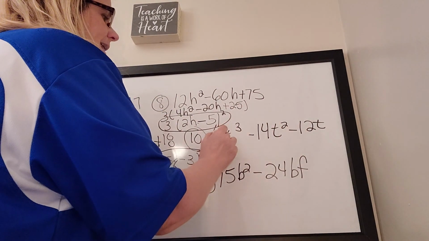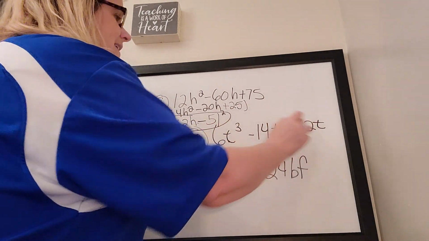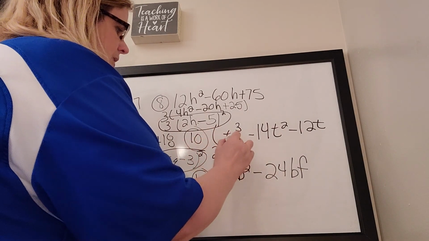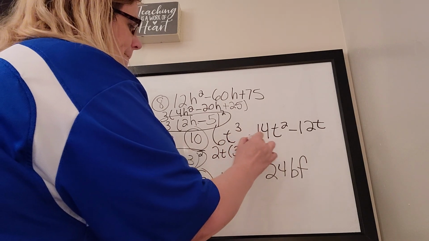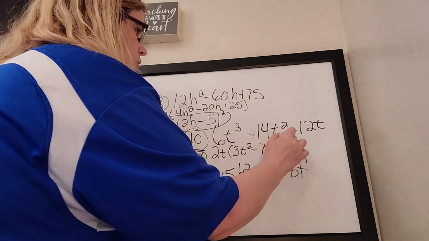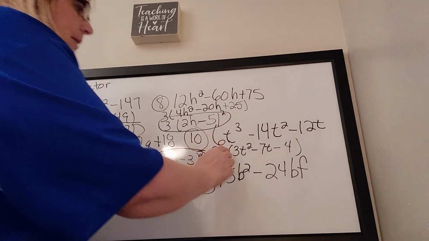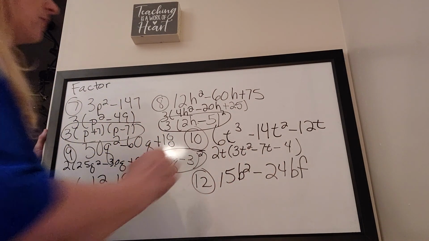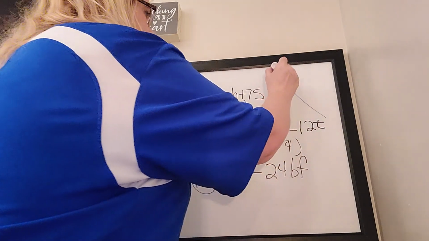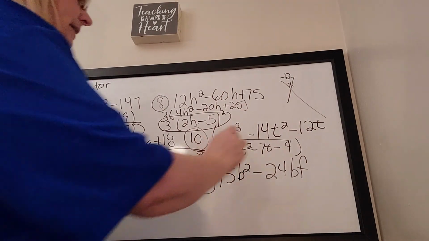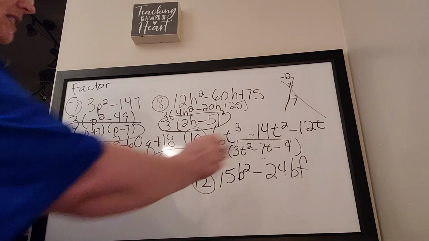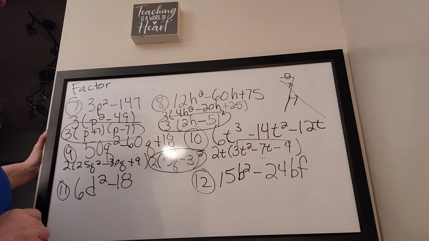This one has a greatest common factor of 2t. They all contain a 2. So when I take out 2t, I'm left with 3t squared minus 7t minus 4 without a t. These are not perfect squares, but we may be able to factor one of the old-fashioned ways. So it needs to multiply to be negative 12, and it needs to add to be negative 7. They are going to have different signs because that's negative, and the larger one will be negative.